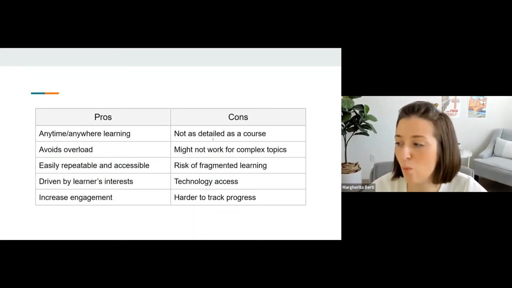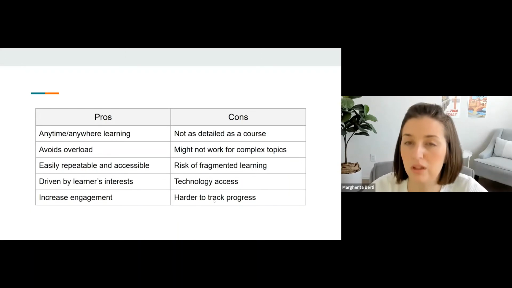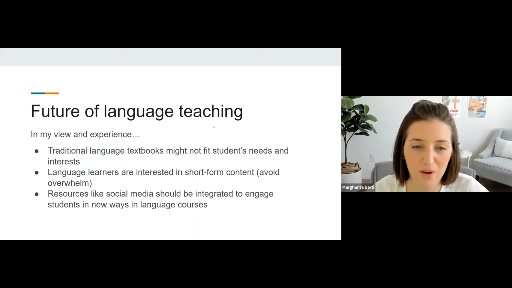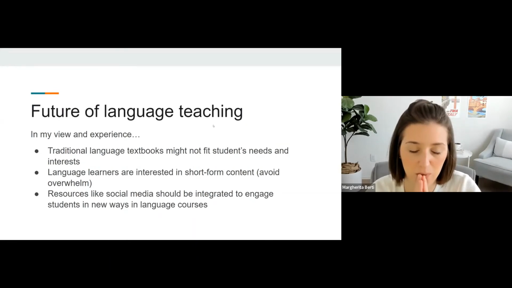And finally, one last con is that it can be harder to track progress unless you're keeping your own language journal. It's different from the classroom where we can track the progress and we have a specific path that we are following.